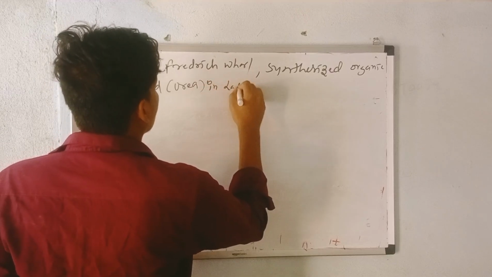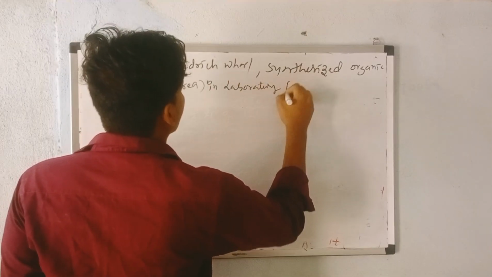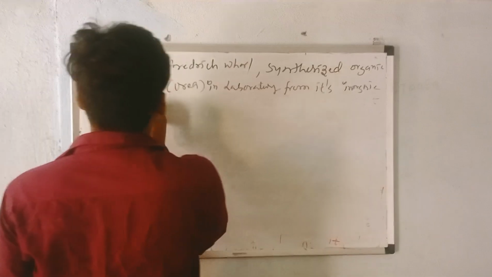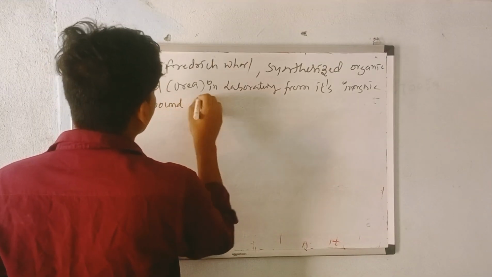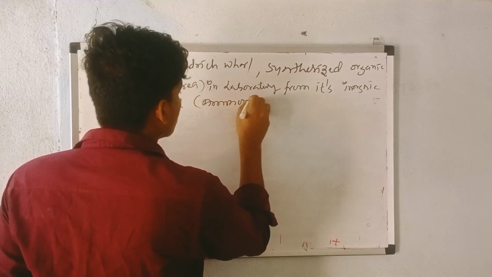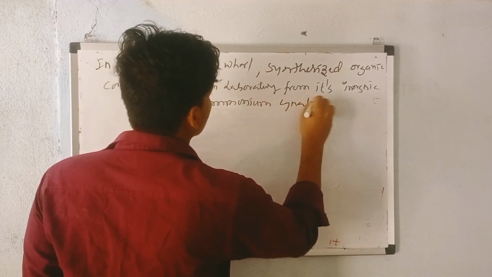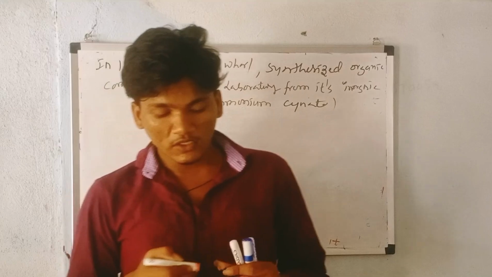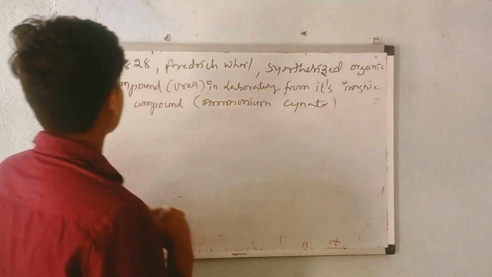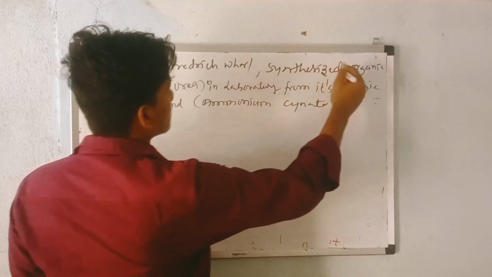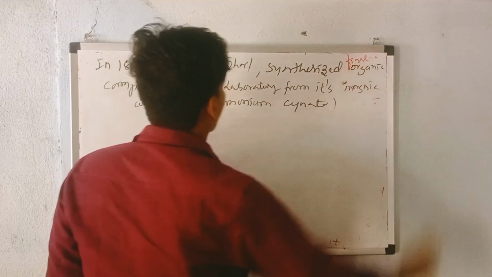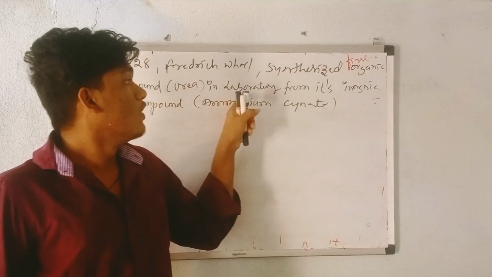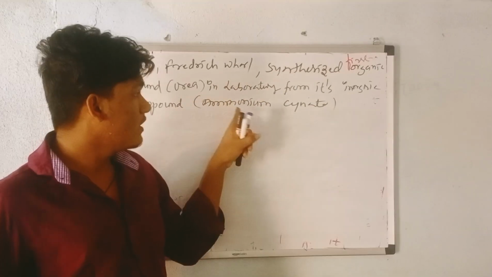In the laboratory, from its inorganic compound. That inorganic compound is ammonium cyanate. So here you can write: in 1828, Friedrich Wöhler synthesized the first organic compound, called urea, in the laboratory from its inorganic compound called ammonium cyanate.